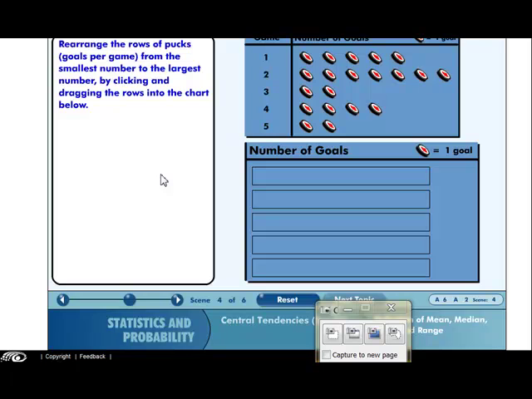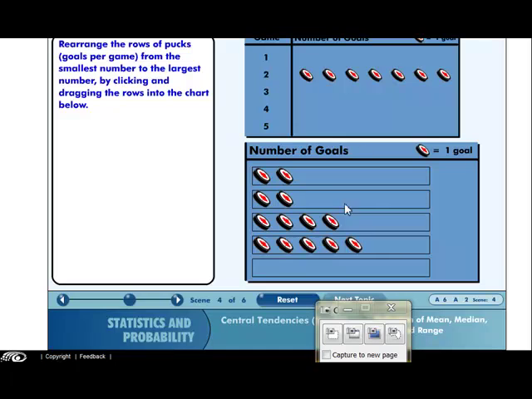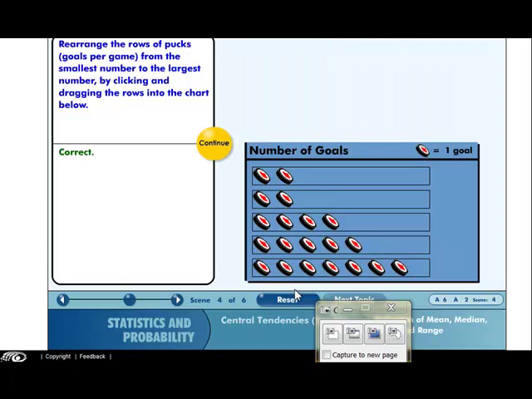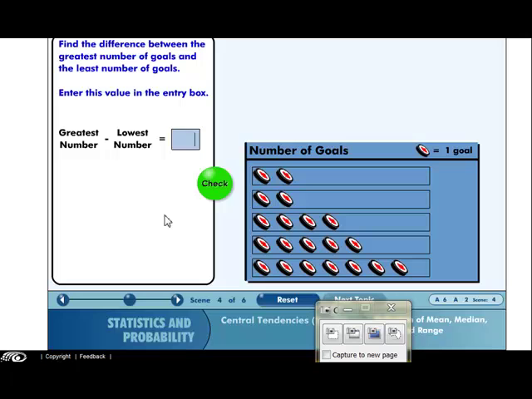So what we're going to do is arrange our numbers in order from least to greatest. So in game 3 they scored 2, in game 5 they scored 2, and here they scored 4, here they scored 5, and here they scored, I'm sorry, they scored 7 here. So now what we have here is in order from least to greatest. So let's continue on.